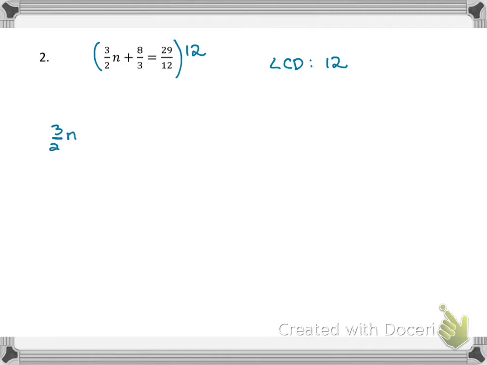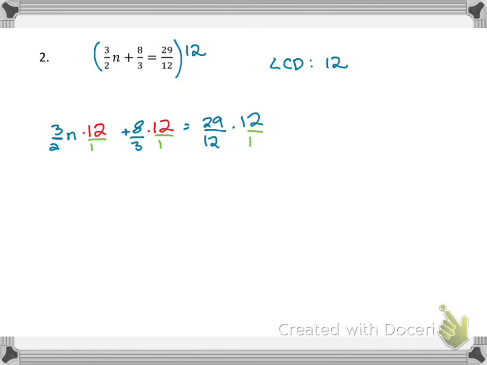So I have 3 halves n times 12 plus 8 thirds times 12 equals 29 over 12 times 12. So now we need to go through and simplify this. If you wanted to, you could think of this as 12 over 1, if that helps you.